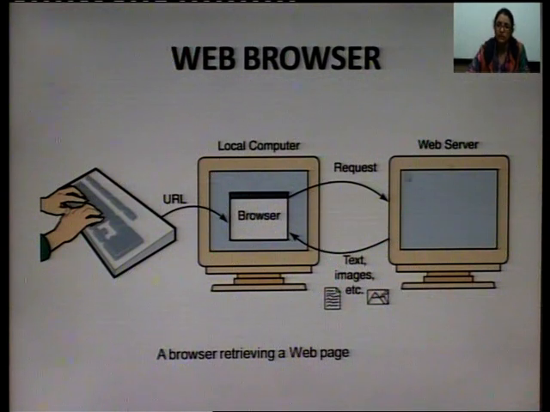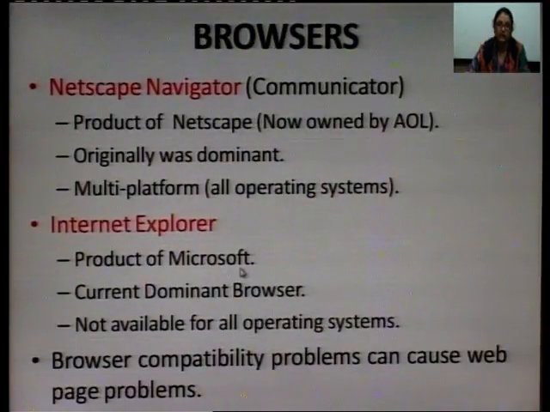This is a local computer, this is the web server. A local computer sends a request for any particular text or message, and the web server provides service to the local computer. Browser examples: Netscape Navigator, which is a communicator. It is a product of Netscape, which is now owned by AOL. It was originally very dominant and multi-platform, that is, available on all operating systems.